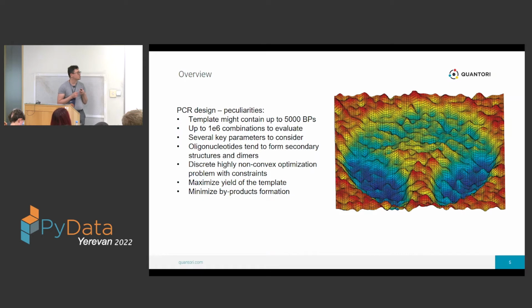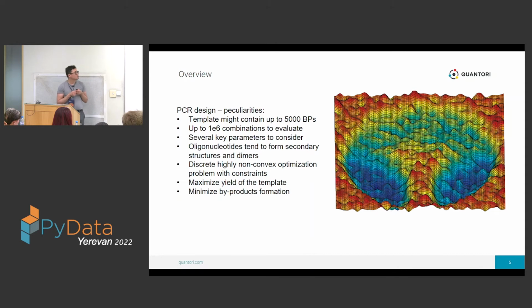So PCR design has some peculiarities. The template might constitute up to 5,000 base pairs, and that produces a lot of different combinations which we need to evaluate to pick the best design. That number of combinations might become up to 1 million, and it's a huge number, and we need to produce the design quite fast and efficiently.